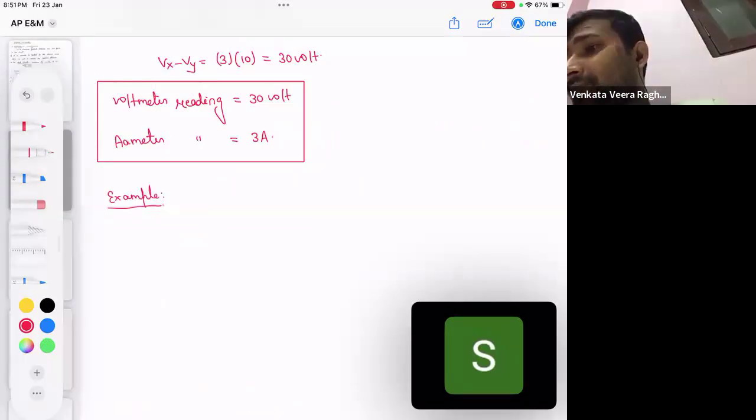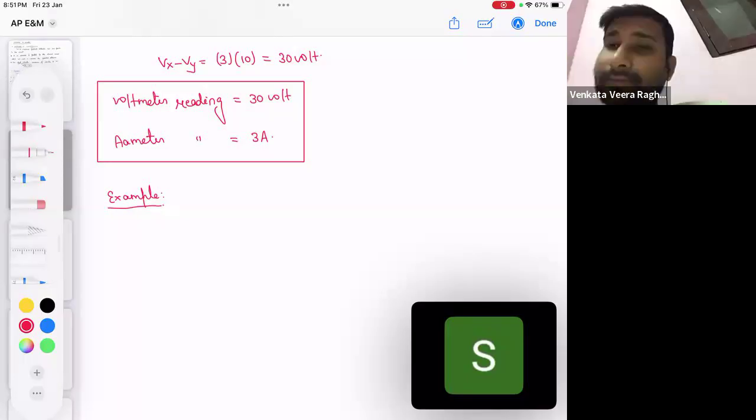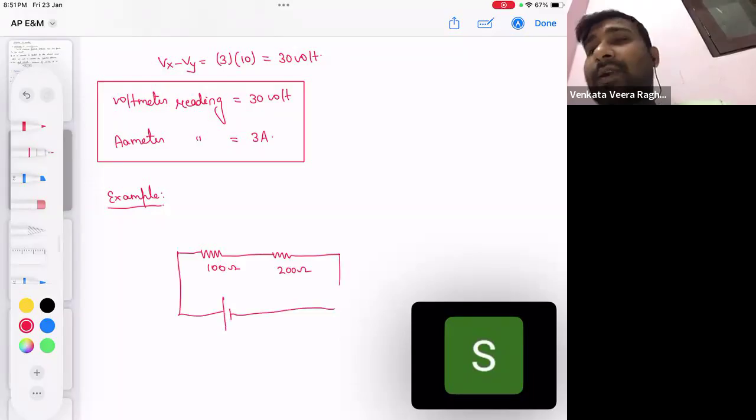Okay, let's take one example here. This is 100 ohm. This is given as 200 ohm. There is a battery here. Battery internal resistance not given. Sometimes they will not give you the battery's internal resistance. Then it is called an ideal battery, ideal cell. And if the battery resistance is given, it is non-ideal or a real one.